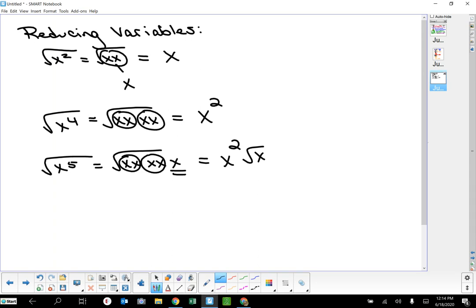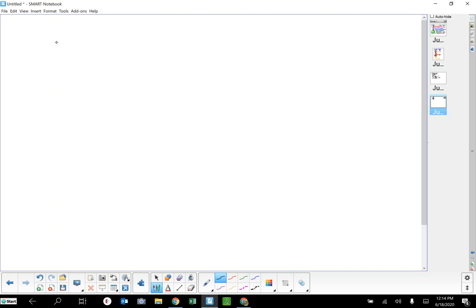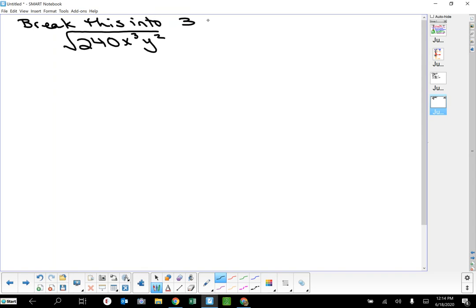All right, so the last thing we need to do is take a look at what happens if you combine a number and variables. You have the root of 240 x to the third y to the second. And so if you do this and you get a number with variables, I think the best way to handle this is to break this up into, in this case, 3 different radicals.